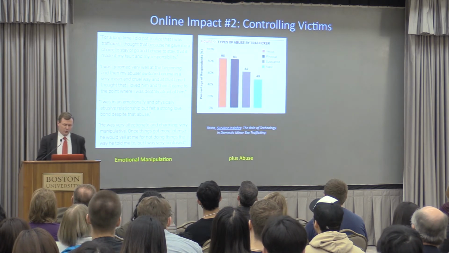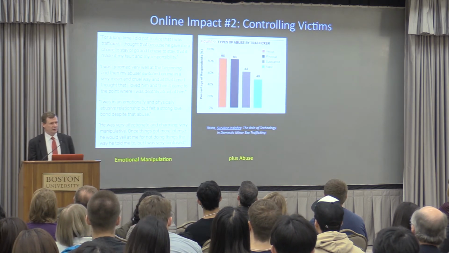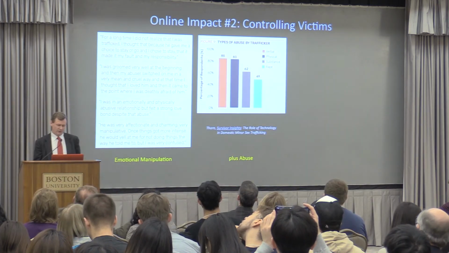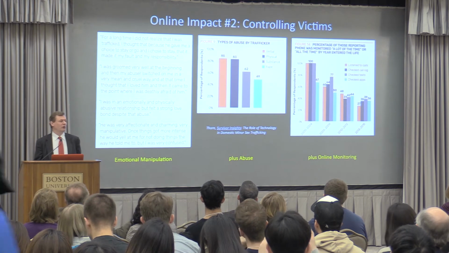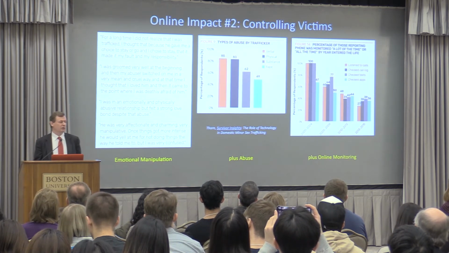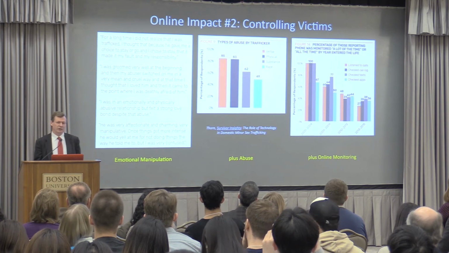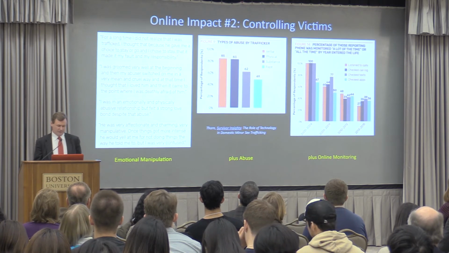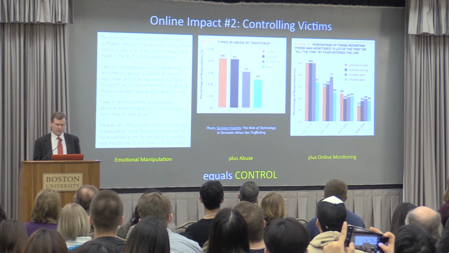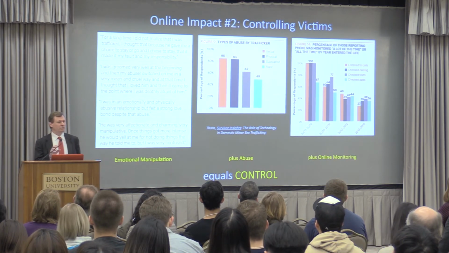So if you add emotional manipulation to abuse, which is very common in these relationships as that graph shows, and then throw in online monitoring so that you don't have as much freedom as you might like to find alternative sources of information or to reach out for help, then you're controlled. The online monitoring is a critical part of this nexus of control.